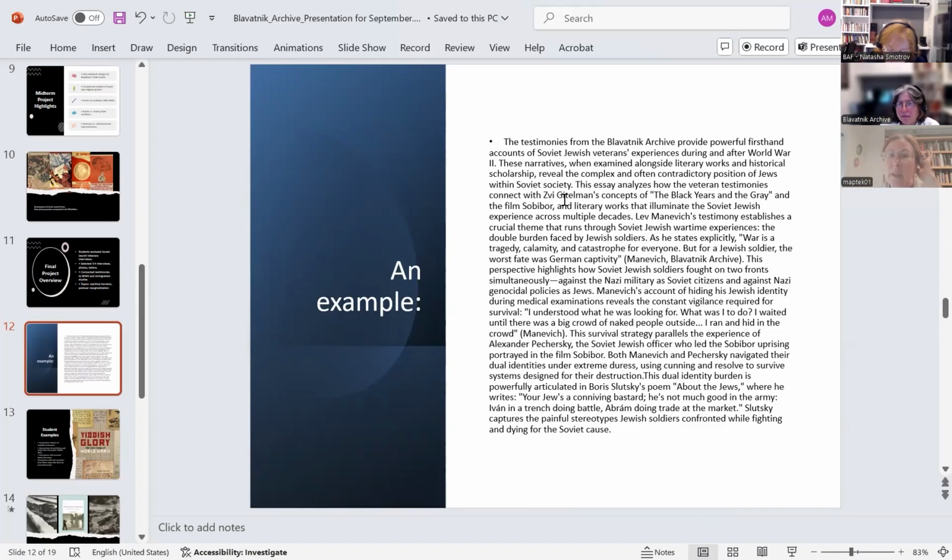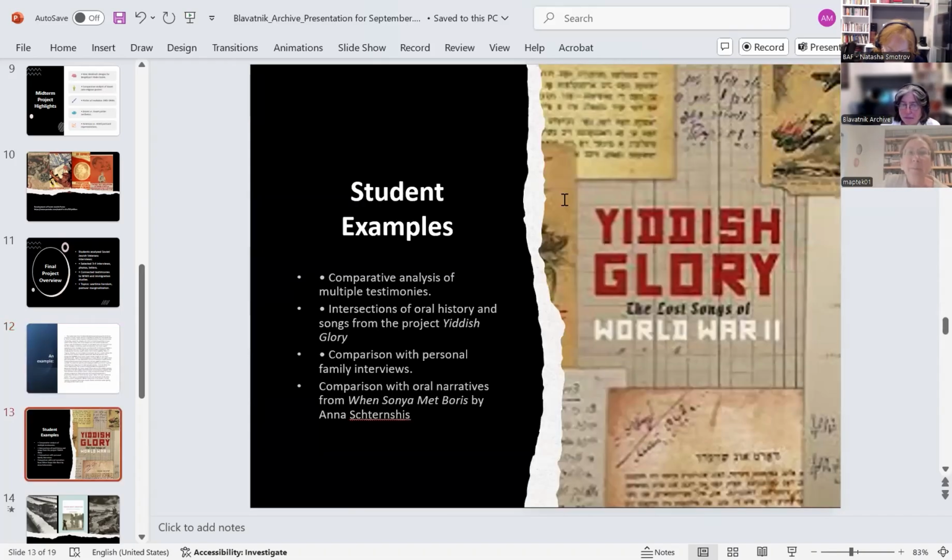This dual identity burden is powerfully articulated in Boris Slutsky's poem about the Jews, where he writes, "Your Jews, cunning bastards. He is not much good in any army. Ivan is entrenched in doing battle, and Abram is doing trade in the market." Slutsky captures the painful stereotypes Jewish soldiers confronted while fighting and dying for the Soviet cause. And he basically combines the interview with the Slutsky poem and Pechersky's experiences and writes the whole paper on it.